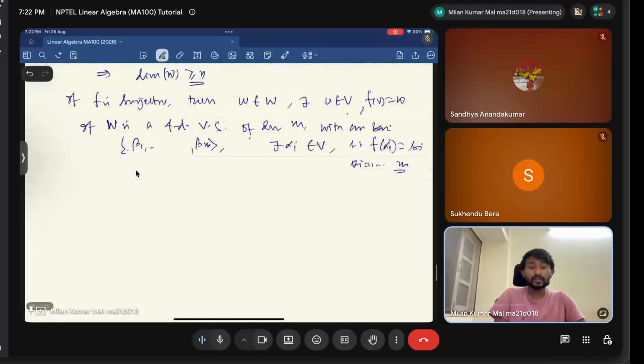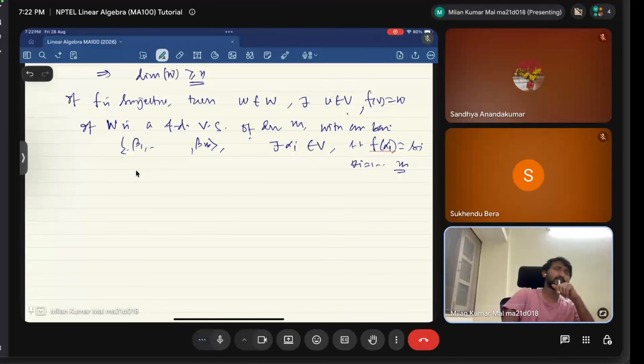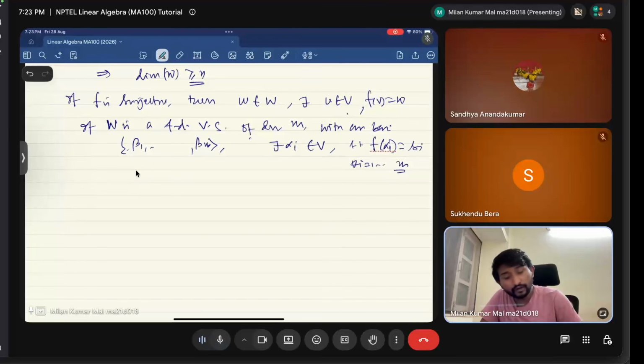Now, as beta 1 to beta m are linearly independent, no, we can't say anything here. If it is injective only, then okay, we can't say anything here.